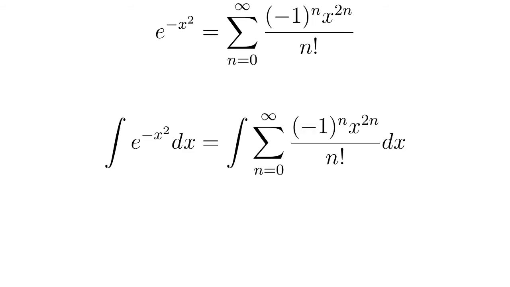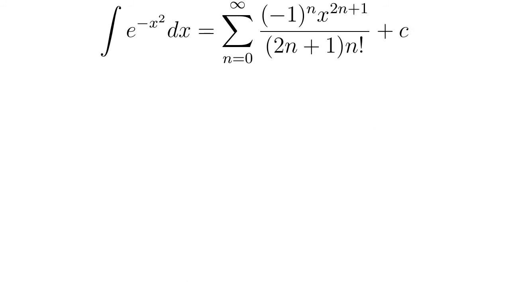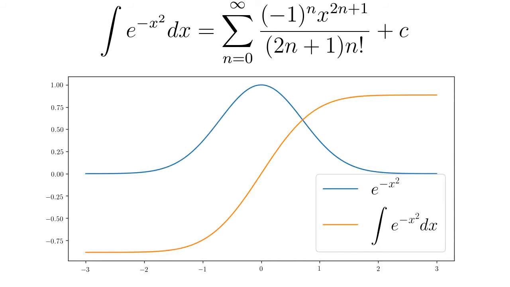When integrating this with respect to x, we can take the integral inside of the infinite sum, and take the negative 1 to the n over n factorial outside of the integral, since that's just a constant with respect to x. The final answer is the sum from n equals 0 to infinity of minus 1 to the n x to the 2n plus 1 over (2n plus 1) n factorial, plus the constant of integration. This power series has an infinite radius of convergence, although I'm not going to prove that here. Here is a graph of it with the constant of integration set to 0.